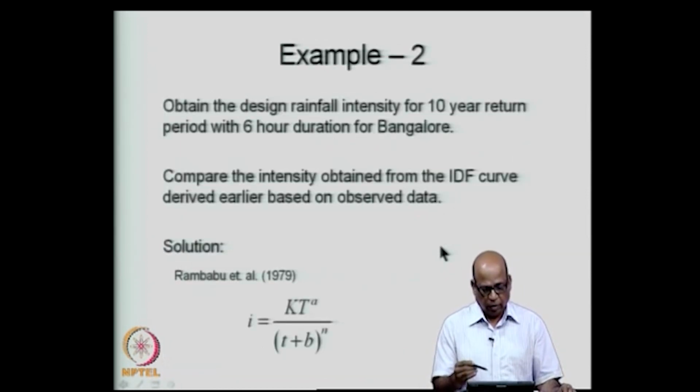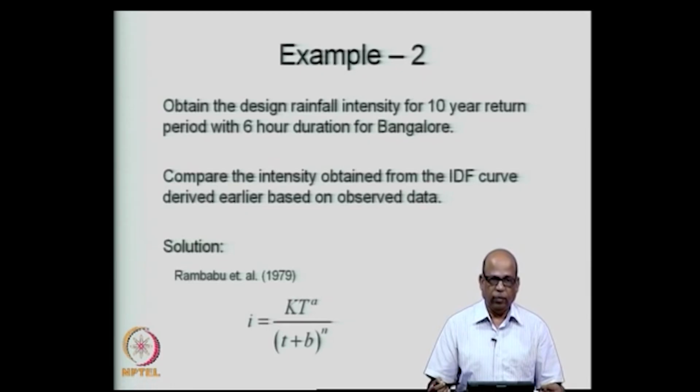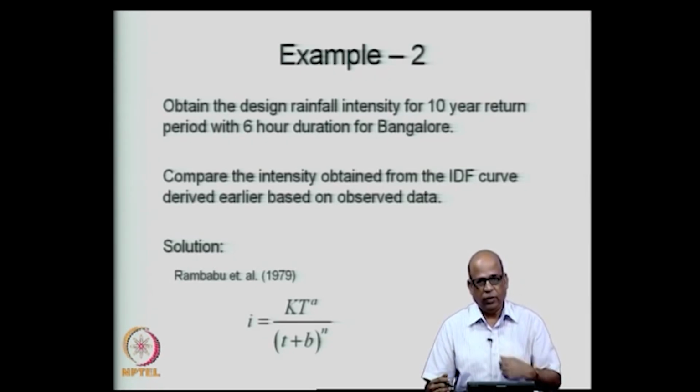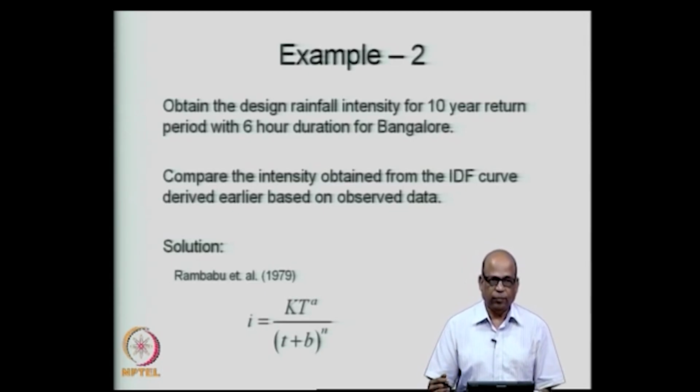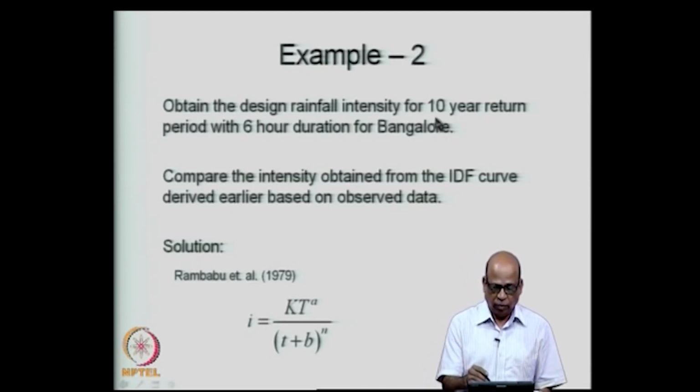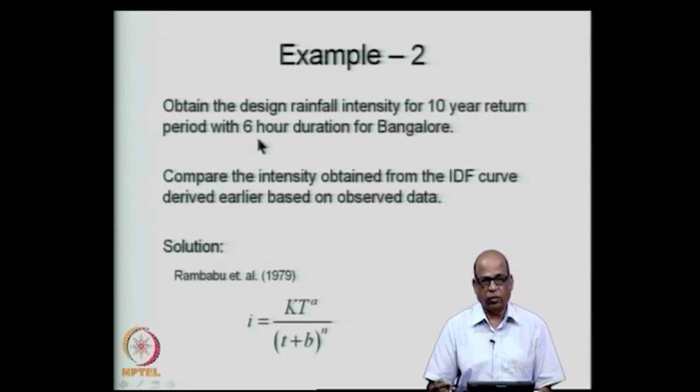What we will do is we will take an example now of the same Bangalore city rainfall that I considered previously for constructing the IDF relationship. We will apply these empirical relationships as provided by Rambabu et al. as well as Kothari and Garde, and see what kind of intensities we get for a specified return period of 10 years for a given duration of 6 hours, and try to compare it with what we obtained from the observed data, how different they are from each other.